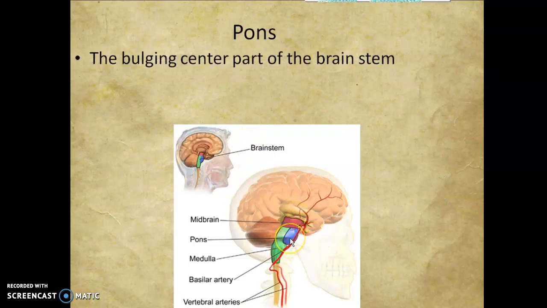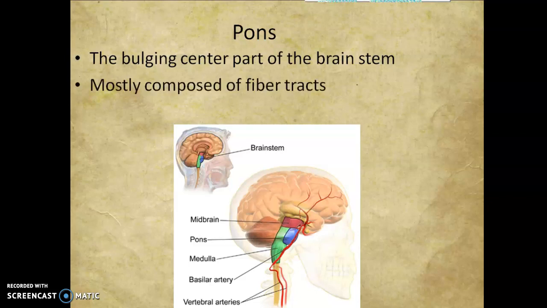Now, the blue part here in this diagram is called the pons, and in my mind, it kind of looks like the Adam's apple of our brainstem, but that's just maybe how I picture things. It's the bulging center part of the brainstem.